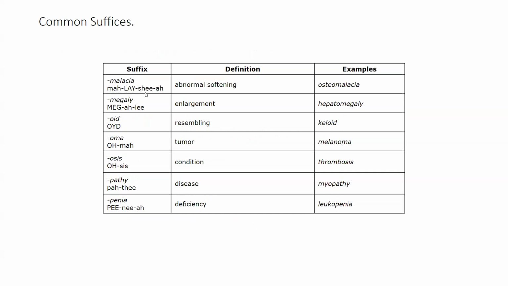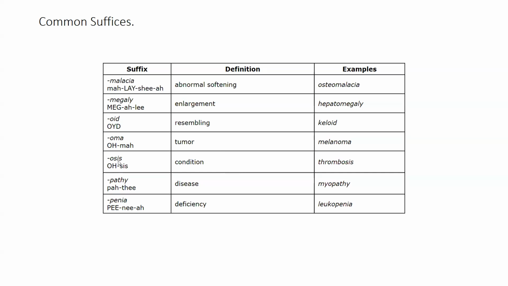Malacia means an abnormal softening. So osteomalacia means an abnormal softening of bone. Megaly, as I mentioned before, means enlargement. So this is an enlarged liver. Hepatomegaly. Oid means that it resembles something. A keloid means that it resembles a scar. Oma means tumor. Doesn't have to be cancerous or malignant, just means a mass. So melanoma means a tumor of the melanocytes, the pigment-making cells in the skin.